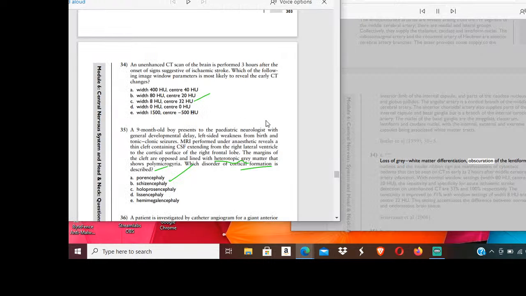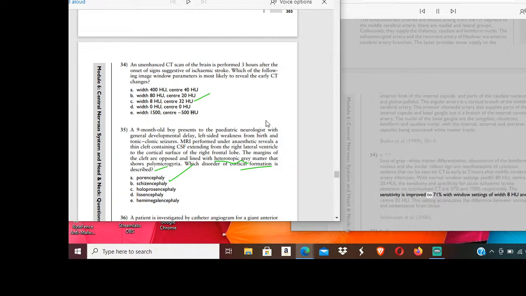Gray-white matter differentiation loss, obscuration of the lentiform nucleus, and the insular ribbon sign are manifestations of cytotoxic edema that can be seen on CT as early as 2 hours after middle cerebral artery infarction. With normal window settings, width 80 Hu, center 20 Hu, the sensitivity and specificity for acute ischemic stroke detection on unenhanced CT are 57% and 100% respectively.